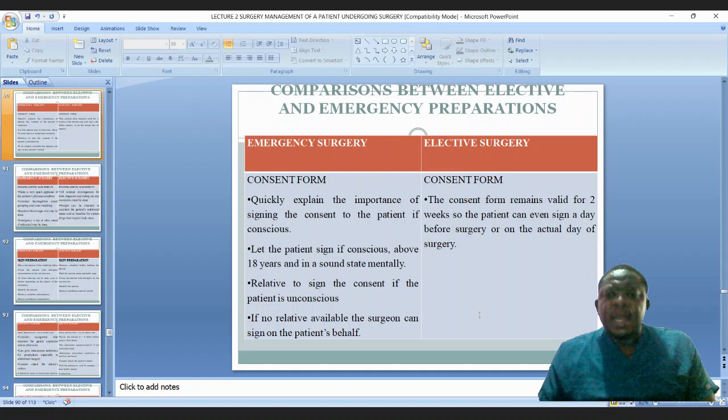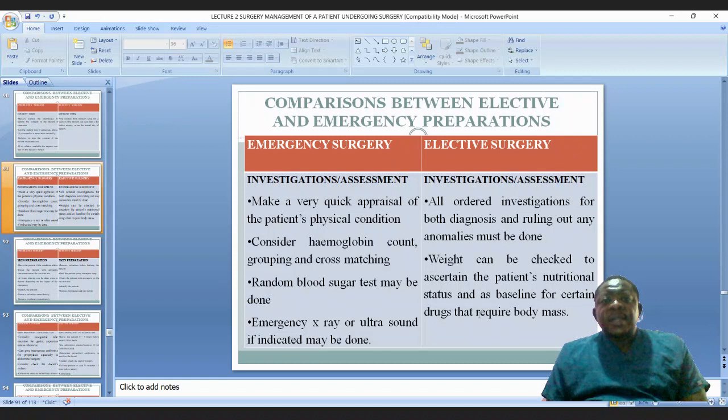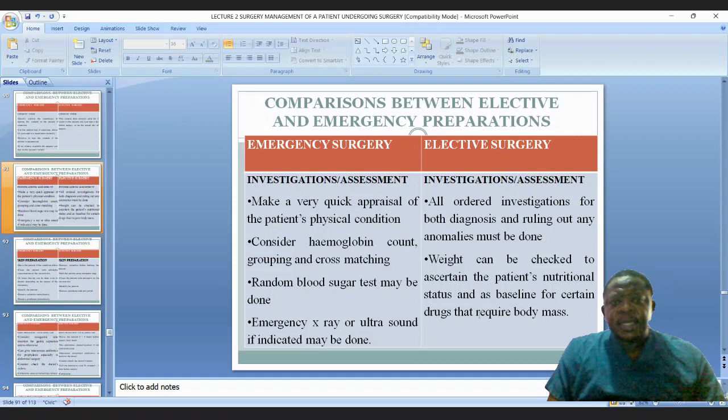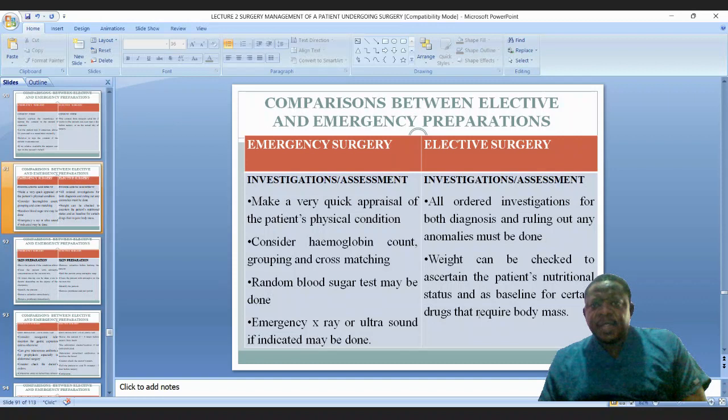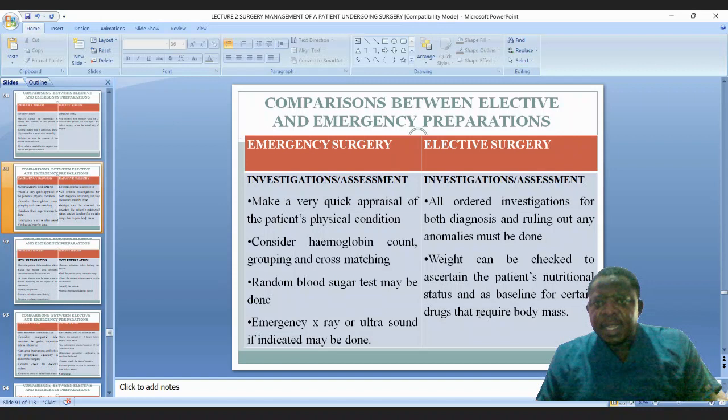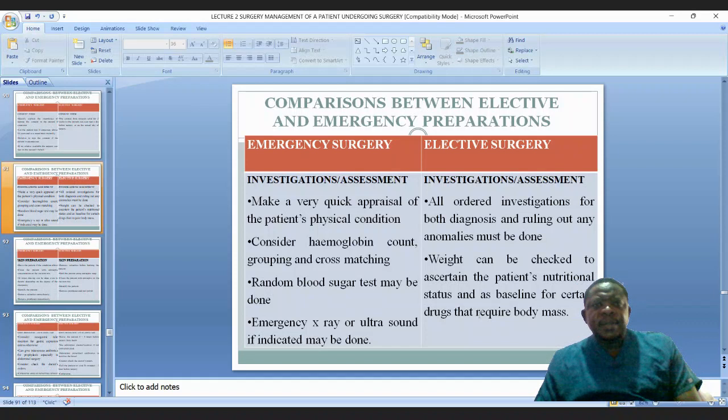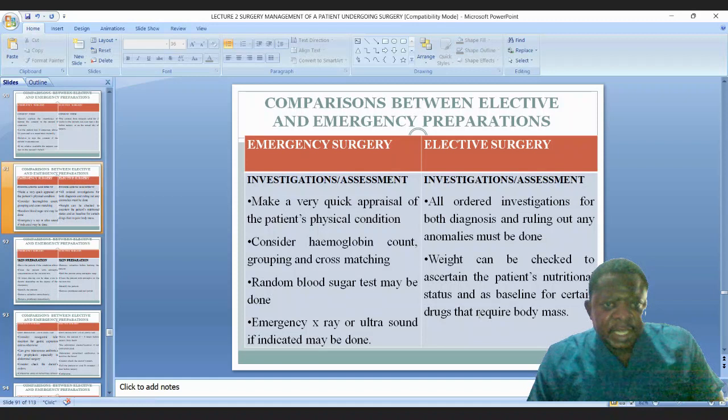Okay, so now to do with emergency surgery investigations, you can make a very quick appraisal of the patient's physical condition. You can consider hemoglobin count, grouping and cross match, random blood sugar, okay, and emergency X-ray. Whilst for elective surgery, all ordered investigations for both diagnosis and ruling out any anomalies should be done. Weight can be checked to ascertain the patient's nutritional status and act as baseline data, for drugs that may require body mass.